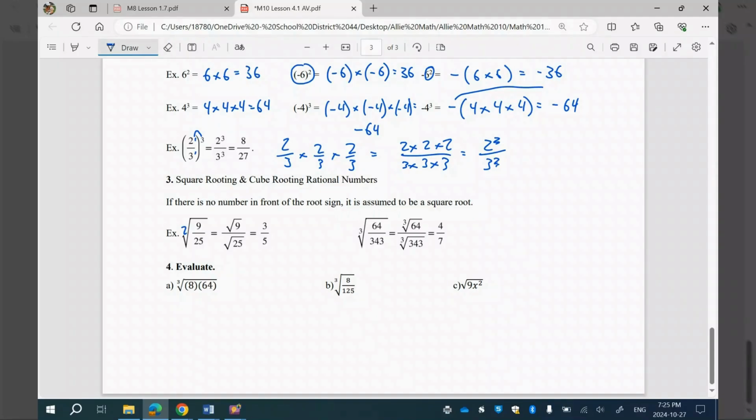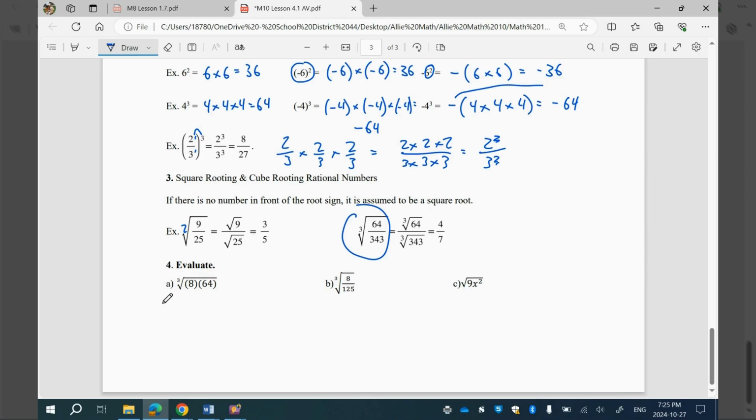Another property of radicals is that the cube root of 64 over 343 is the same as the cube root of 64 over the cube root of 343. You can solve those and keep it as a fraction, so 4 over 7.